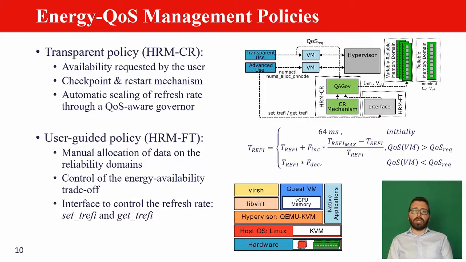For the second policy, we allow the cloud user to make the selection of the reliability domain for each allocation. We extend the interface of the bare metal system to the virtual machine hypervisor for allowing to allocate variably reliable memory inside the virtual machines. The user has access to a new interface that can be used in the virtual machine that can control the DRAM parameters.